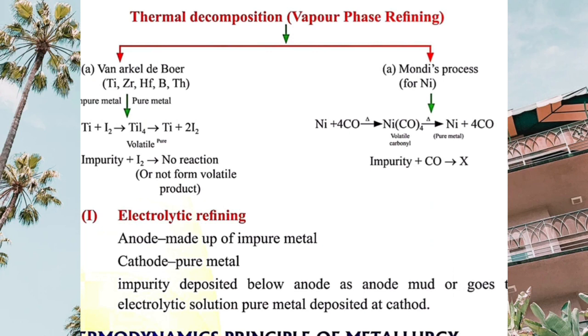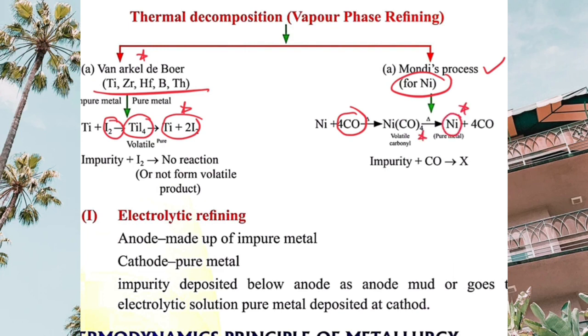Finally, thermal decomposition, very important. Van Arkel method for zirconium, titanium, hafnium. When you treat with iodine, we are getting a volatile compound, which on further heating gives pure metal. Mond's process is applicable for nickel. When you treat nickel with CO, we are getting tetracarbonyl nickel, and on heating we are getting pure nickel. So the impurity is treated with CO here, and with iodine there. Van Arkel method for zirconium, titanium, hafnium; Mond's process for nickel.